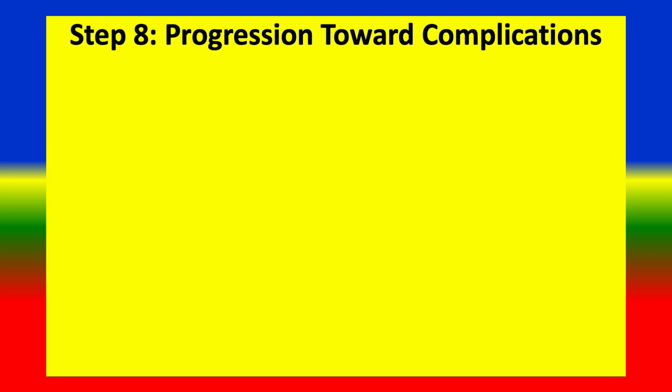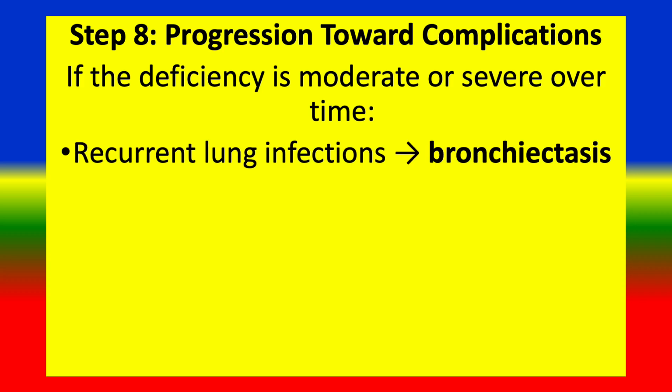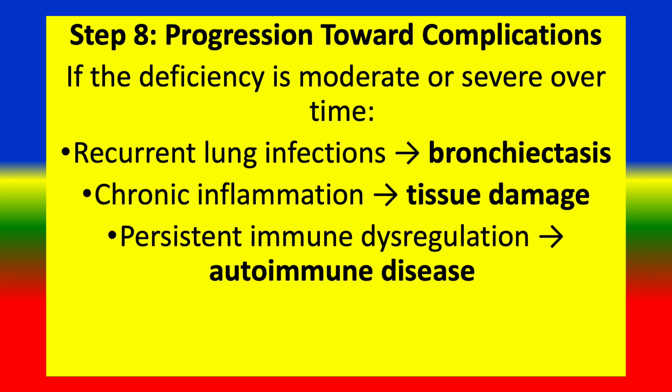Step 8, progression toward complications. If the deficiency is moderate or severe over time, recurrent lung infection, pancreatitis, chronic inflammation, tissue damage, persistent immune dysregulation, and autoimmune disease may occur.